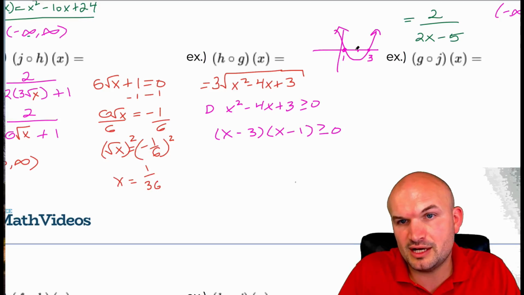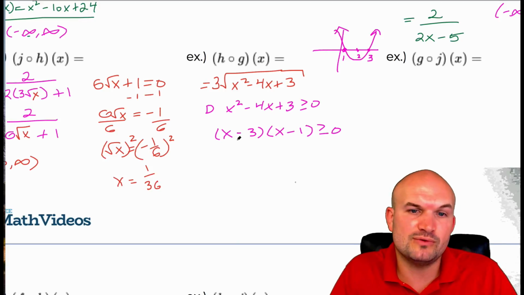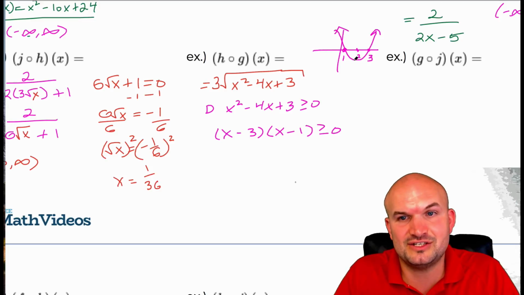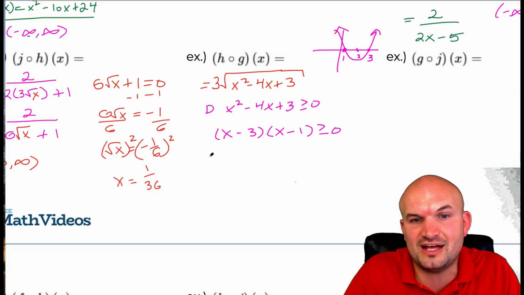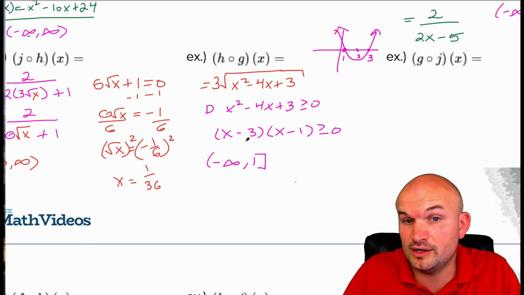And then let's plug in a number like 2 and see what happens there. 2 minus 3 is negative 1. 2 minus 1 is 1. So negative 1 times 1 is negative 1, which is obviously less than 0. So it doesn't work. So it's only going to be values from negative infinity to 1, including 1. 1 works.